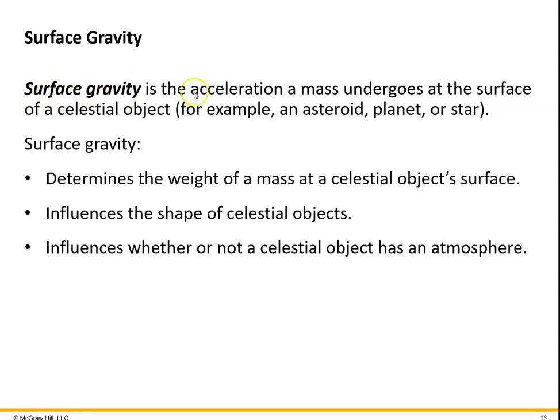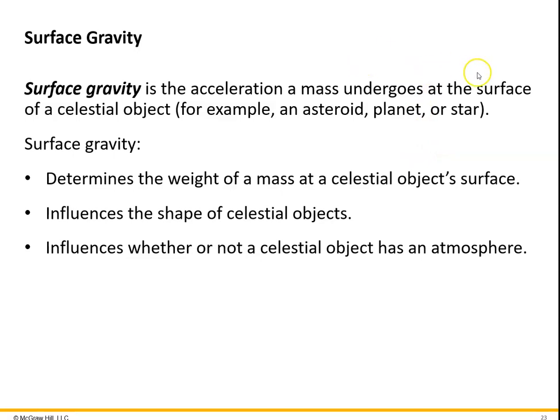This is what's called the surface gravity. We experience a surface gravity, an acceleration due to the mass of the Earth and the size of the Earth, of 9.8 meters per second per second. That's our surface gravity. But different worlds have different surface gravities.